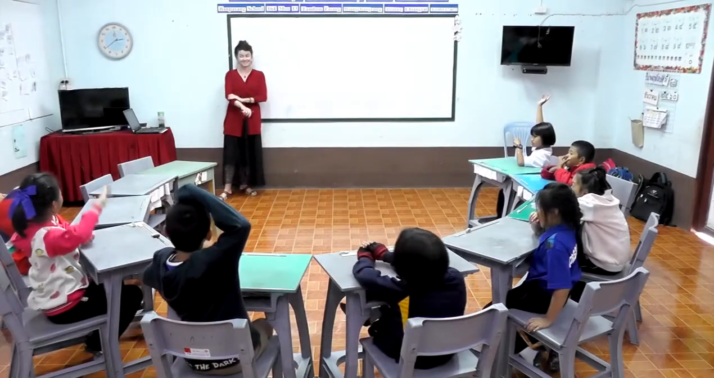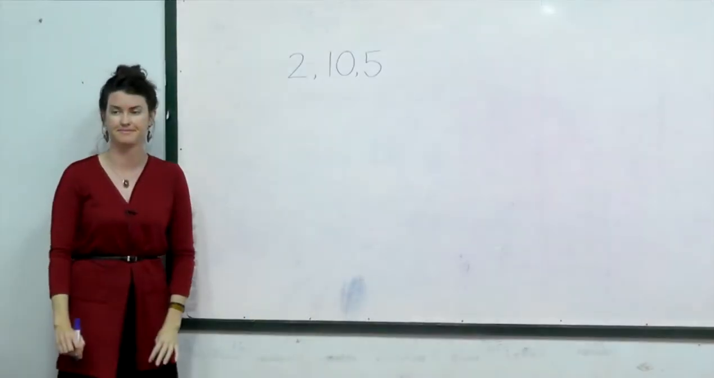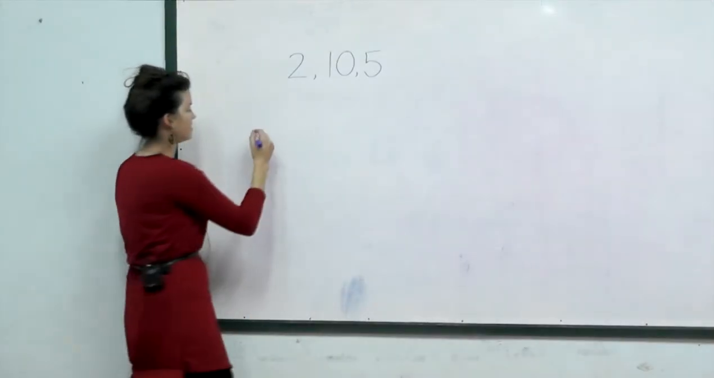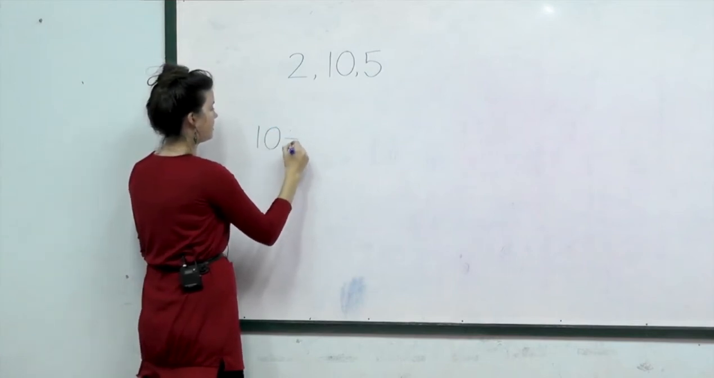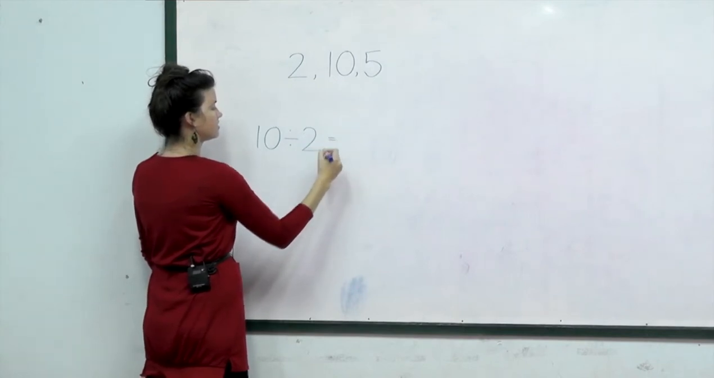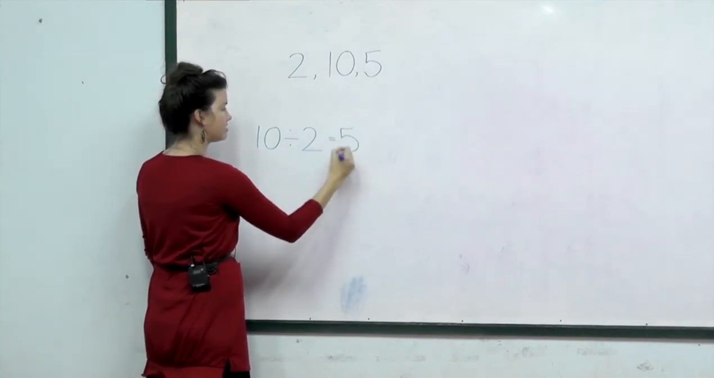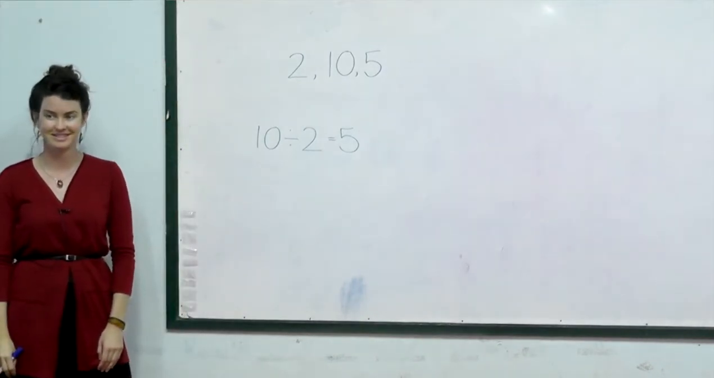What do you think? Can you tell us one of our equations? We need four of them. 10 divided by 2 equals 5. 10 divided by 2 equals 5. Tell us another one.